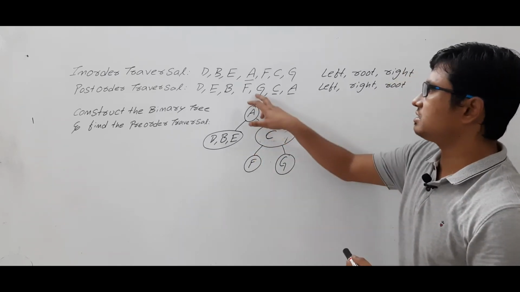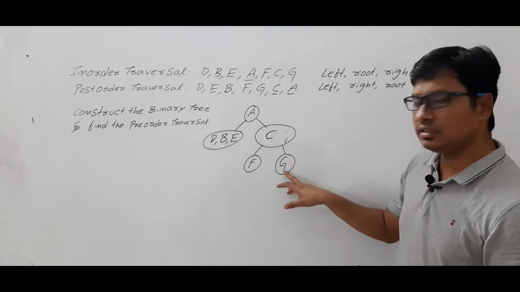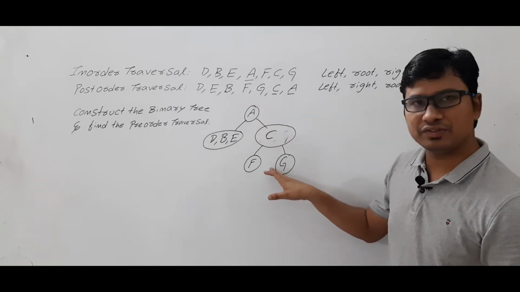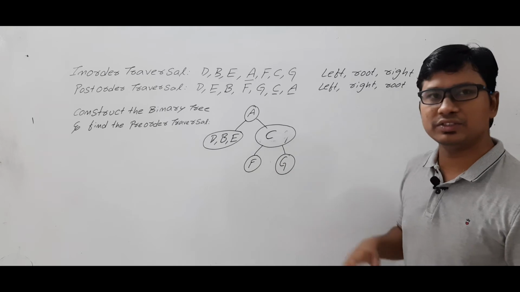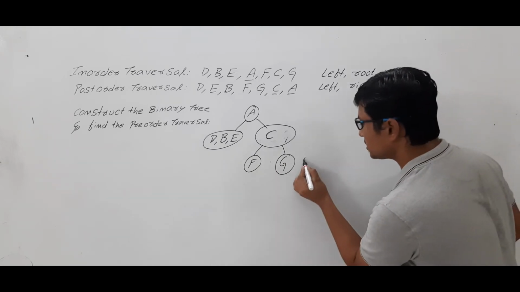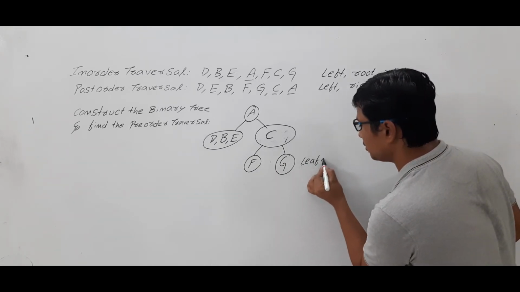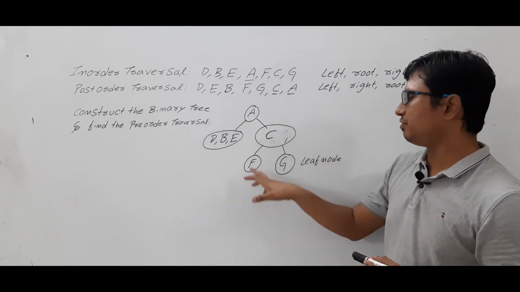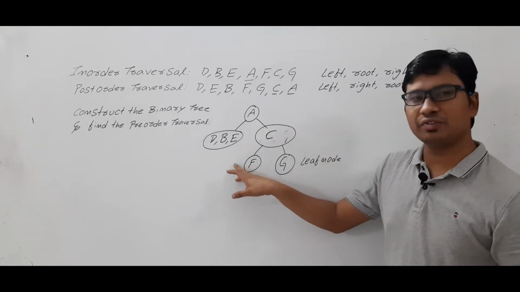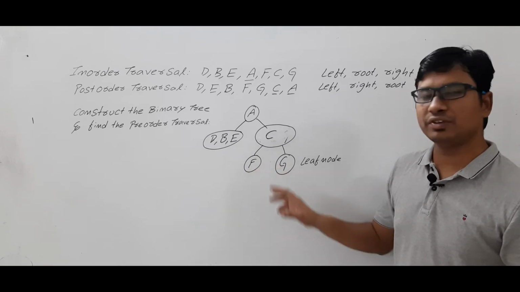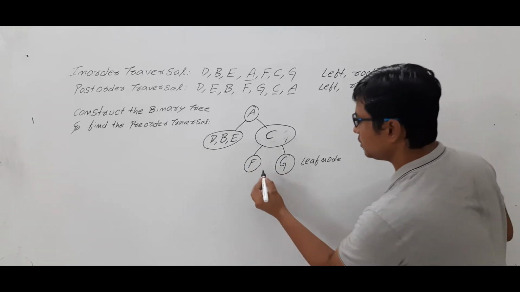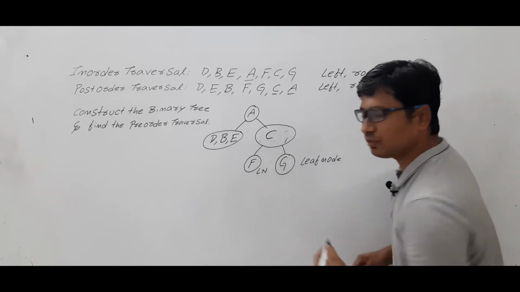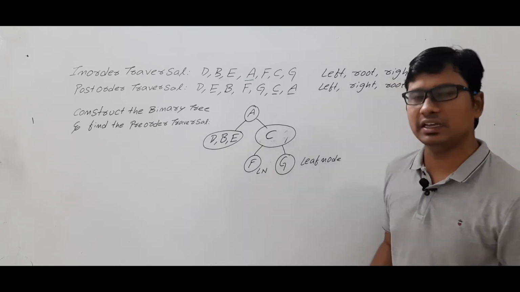Now, next is G. G is here. To the left of G, there are no elements. To the right of G, there are no elements. So, you can say that G is the leaf node. Then you need to visit F. F is here. To the left of F, there are no elements. To the right of F, there are no elements. So, again, you can say this is a leaf node. As a shortcut, I am writing it as LN.